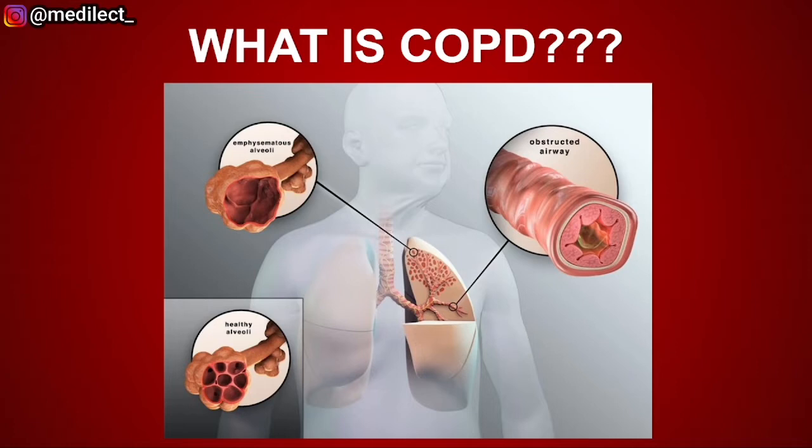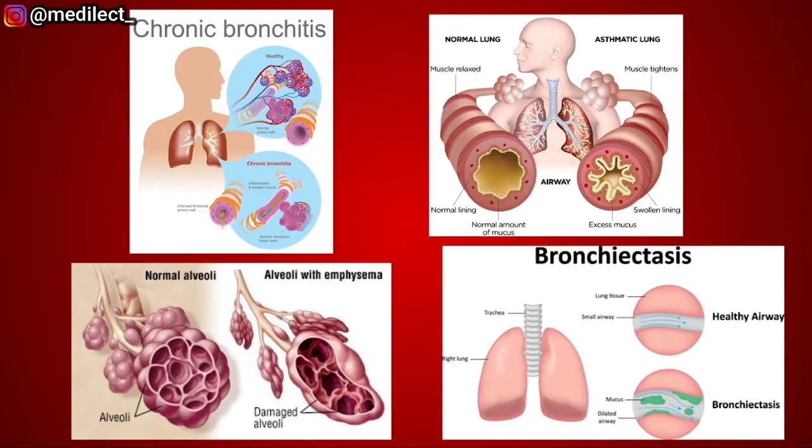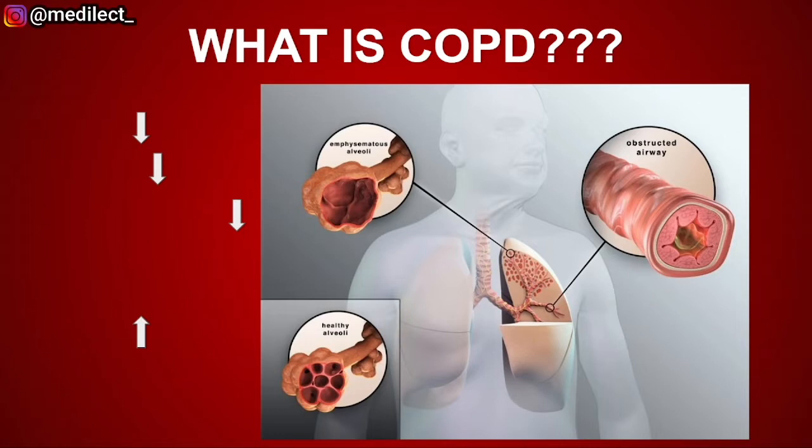Which diseases are we including in COPD? There are 4 diseases: chronic bronchitis, asthma, emphysema, and bronchiectasis. Now what's actually happening in COPD? As the name says, obstruction, what will happen? There is some kind of obstruction happening in the body, right?